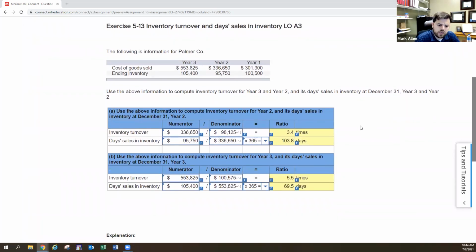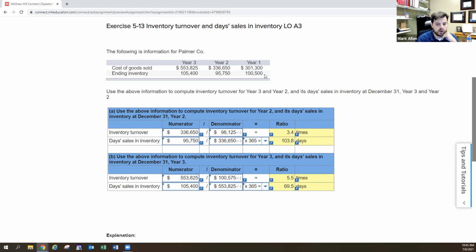Here we're looking at a couple of ratios. These are what I like to call essentially just plug and chug type ratios. If you know the formula, then it's just a matter of plugging in the information. For inventory turnover, the formula is simply cost of goods sold divided by average inventory. So they tell us here to compute inventory turnover for year 2. So inventory turnover for year 2 is going to be that 336,650, that cost of goods sold, divided by the average inventory, which is the inventory from year 1 and year 2.